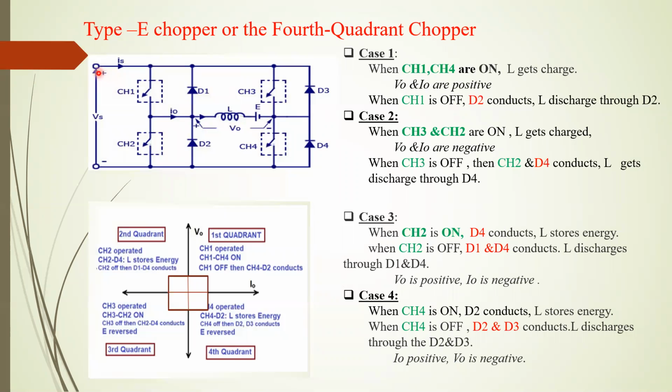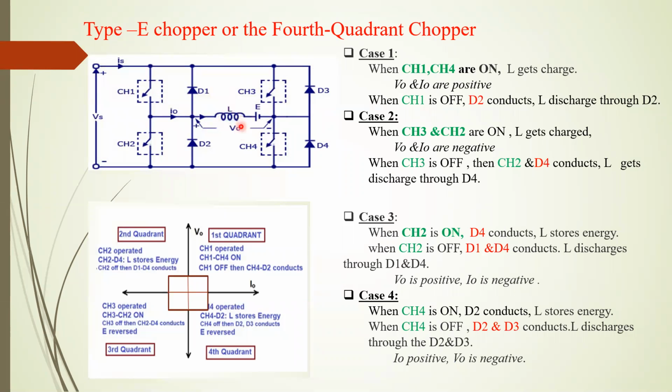In this case, the supply voltage is given to the circuit, then the supply current flows through the chopper. The path of the supply current is through Vs to chopper 1 to load, that is here the RLE load, and through this load to chopper 4 to Vs minus. This is the path of the first case when chopper 1 and chopper 4 are on.